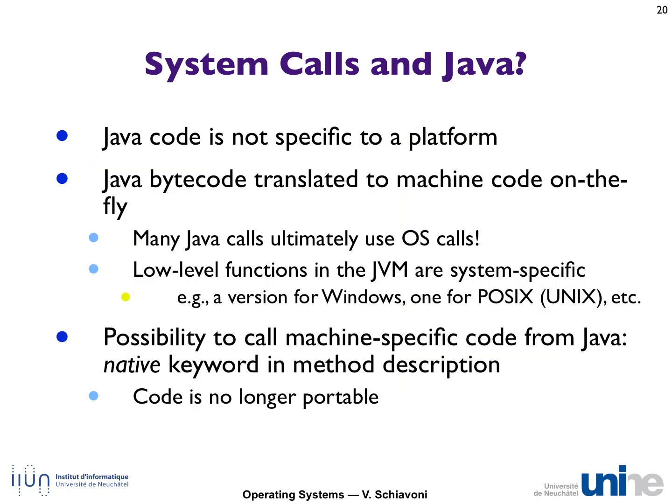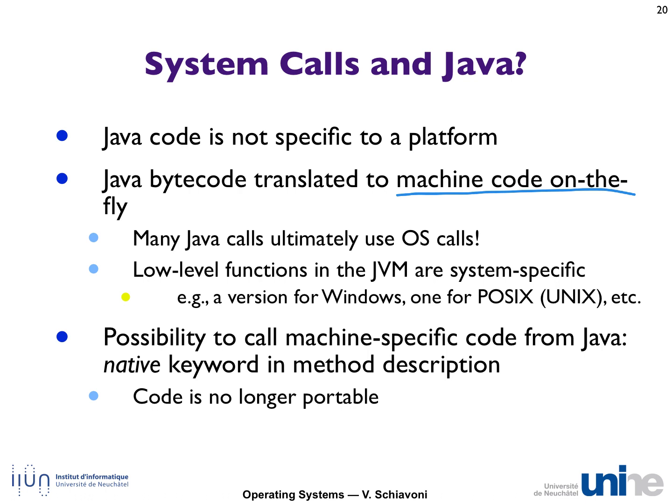One thing that is of interest in this course is to wonder what is the relation between system calls and Java. And as you might know, Java is not specific to a given OS or a given platform. You write some Java code and it's supposed to run more or less everywhere where there is a JVM. What is interesting is that the Java bytecode, which is the compiled version of your code, is translated to machine code on the fly by the JVM.